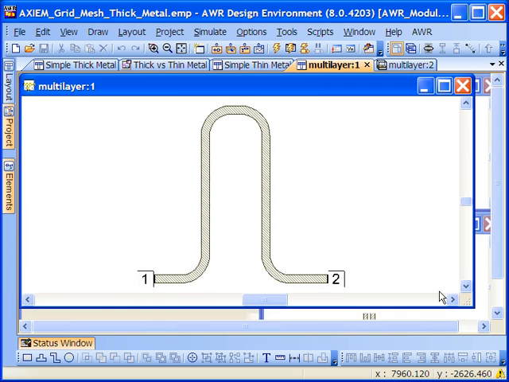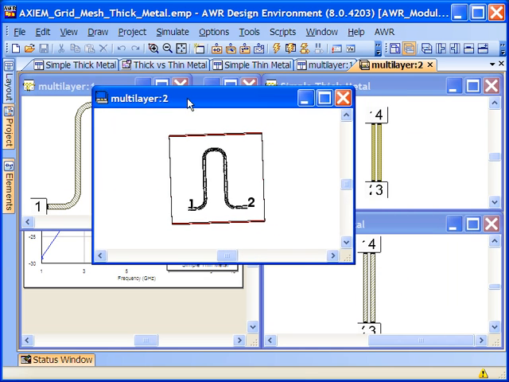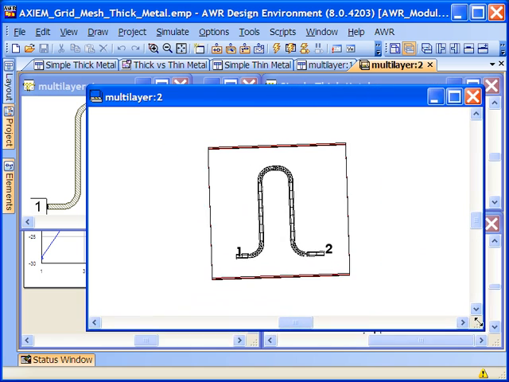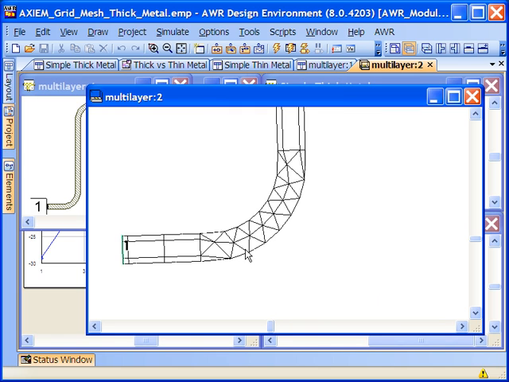And one of the nice things about AXIEM is that it's a gridless solver, and because of that we have a meshing capability as shown here that allows us to do a couple things. The first thing we're able to do is in the curved sections, rather than having to do a finely stair-step mesh, we're able to use triangular meshing, thereby significantly reducing the number of unknowns while accurately representing the metal.